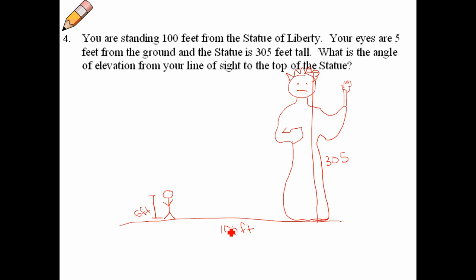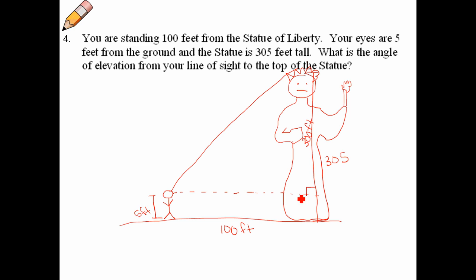What is the angle of elevation from your line of sight to the top of the statue? So this situation is asking us to look up again at the Statue of Liberty. And remember, when we do this, we draw in our normal line of sight, and we can make that right triangle here. Now this vertical line would not be exactly 305 anymore. It would be 300 feet in the triangle because of that extra 5 feet at the base.